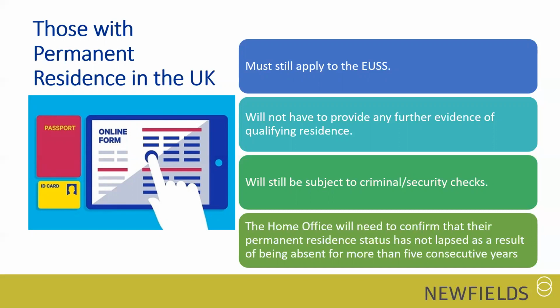So those with permanent residency documents do still need to apply to the EU settlement scheme, but it will be a more streamlined process for those individuals, who will simply have to enter the details of their permanent residence card as part of the application process, and then confirm that they haven't been absent from the UK for 5 years. The application will still be subject to criminality and security checks, but the permanent residence document itself will be enough to verify identity and residency in one shot. So it will mean a more streamlined process, but those individuals do still have to apply.